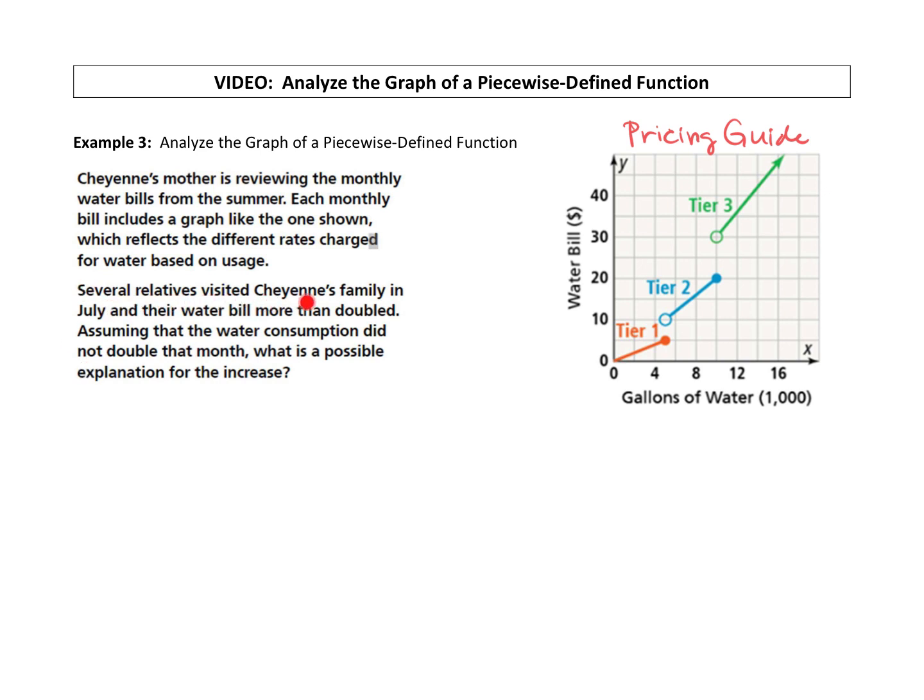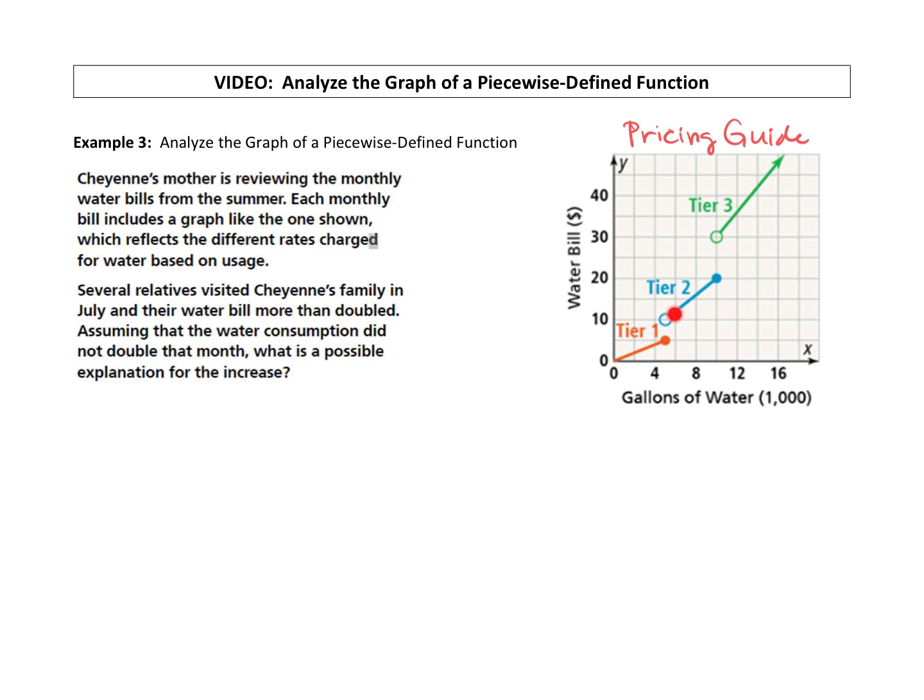Several relatives visited Cheyenne's family in July, and their water bill more than doubled. Assuming that the water consumption did not double that month, what is a possible explanation for the increase? So we kind of talked about this: let's say that Cheyenne's family uses between 0 and 5 gallons of water, they're paying between $0 and $5. But then as soon as they go to 6 gallons of water, their bill doubles right there. That's a pretty distinct double.